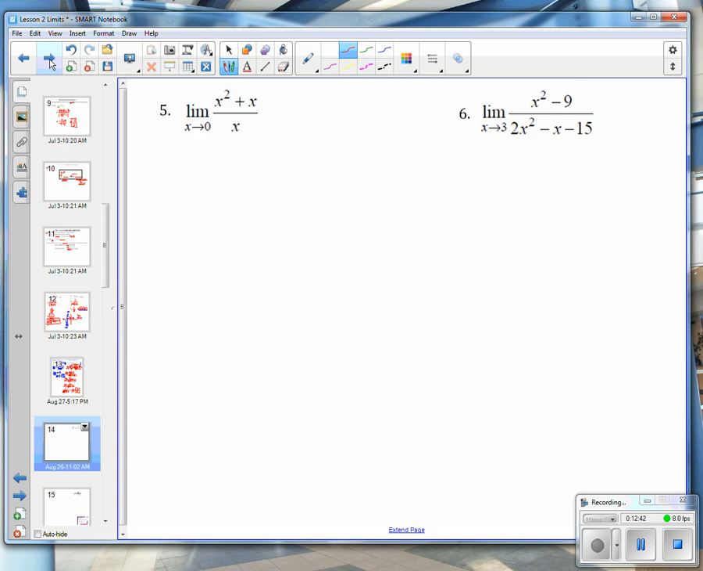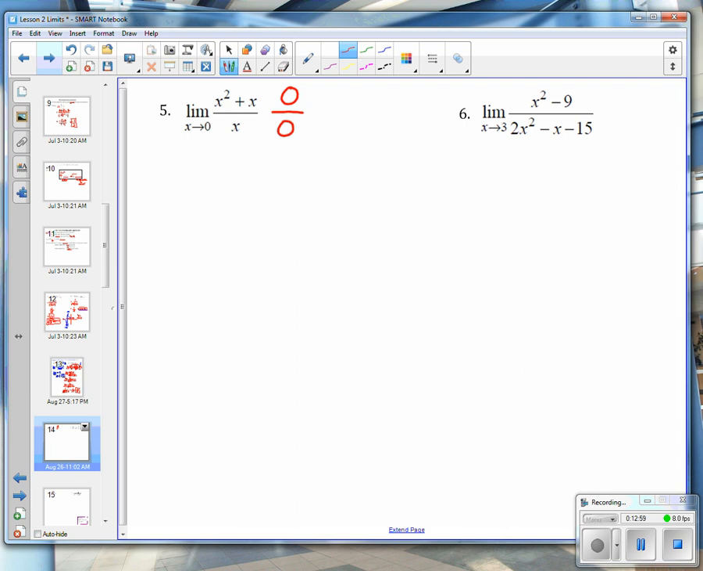This is fun, right? All right, number 5, the limit as x approaches 0. Again, just mental math. Plug in your 0. 0 plus 0 divided by 0. Again, you're going to get 0 over 0. Indeterminate, that tells us that we can factor or rationalize or simplify somehow.